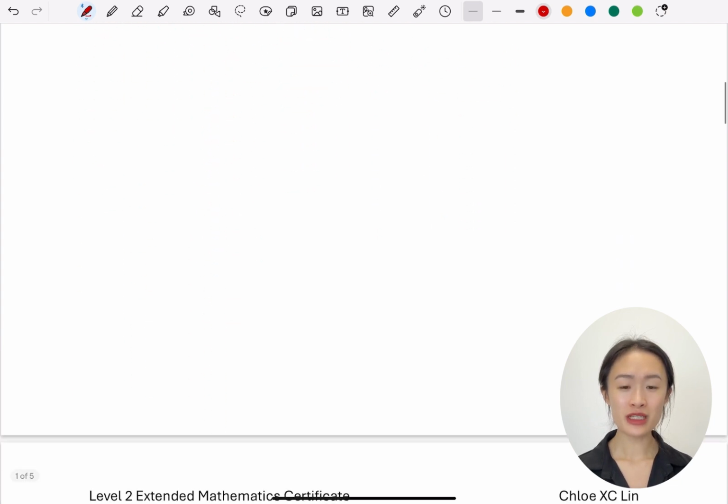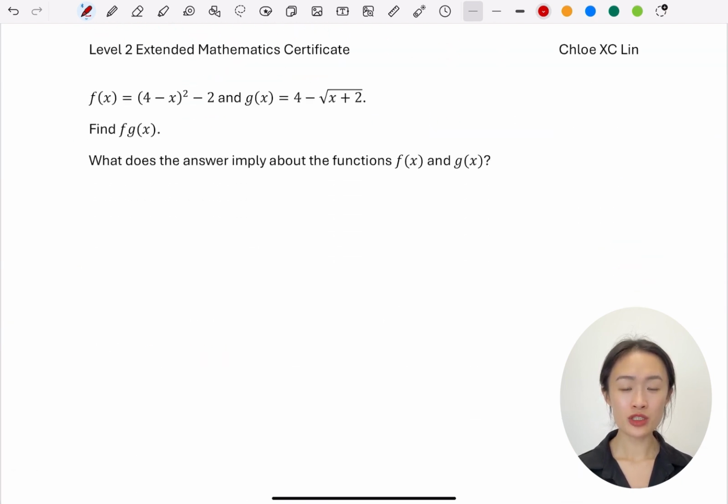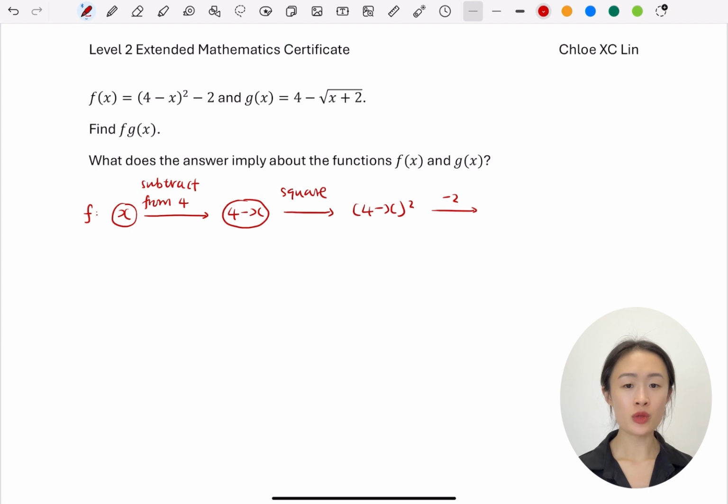Okay, now moving on to the next one. Again, we are given the functions f and g, and we need to find the composite function fg. So that means putting g in f. Now these two functions are more difficult than the previous one. So with f, it takes x and subtracts it from 4. So we have 4 subtract x. We then need to square and then take away 2. So we have 4 take away x, squared, take away 2.